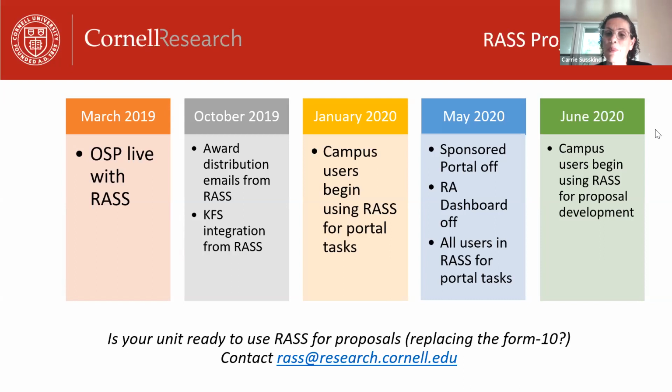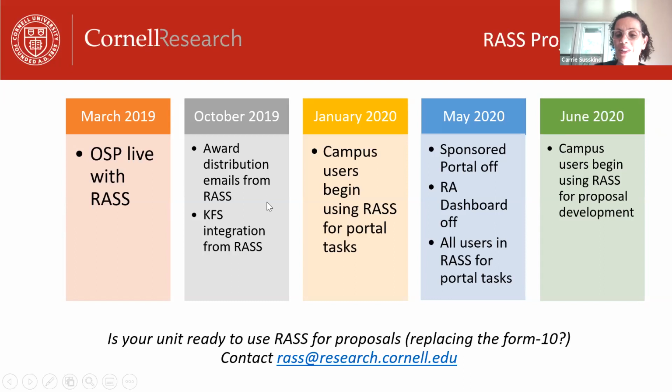From there, our next step was to begin what we call proposal development in RASS. And that started at the end of June of this year. We began migrating users off of the Form 10 and into RASS for creation of a proposal record and routing of that proposal for signatures, again, replacing the Form 10 with the system. So many of you are already using RASS for that purpose, for creating proposals instead of using the Form 10, routing that proposal through the department to get signatures, and then over to OSP for ultimate submission to the sponsor.